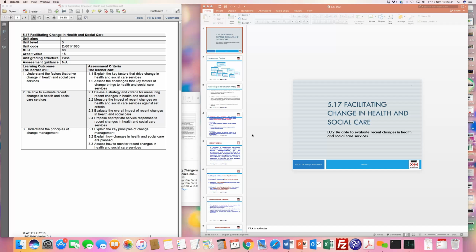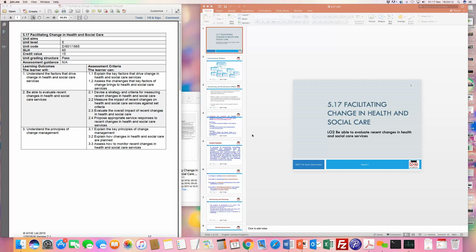So what we need to be able to do in the second part of learning outcome 2 is come up and understand how monitoring and evaluation as a process works within this sector. And then from that aspect, we need to be able to benchmark with regards to the frameworks which are employed to measure the overall impact of these changes which are happening in health and social care.